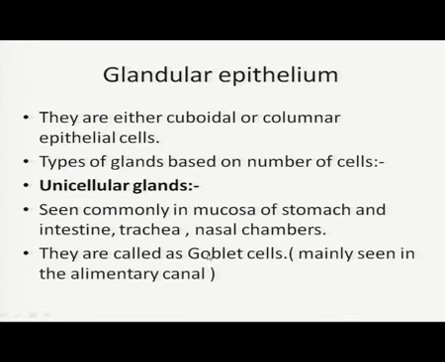Very important aspect again. What are goblet cells? The single celled glands are known as goblet cells. Mainly they are seen in the alimentary canal. So, what are goblet cells and where are they located? Single celled or unicellular glands are known as goblet cells and they are seen in the alimentary canal.